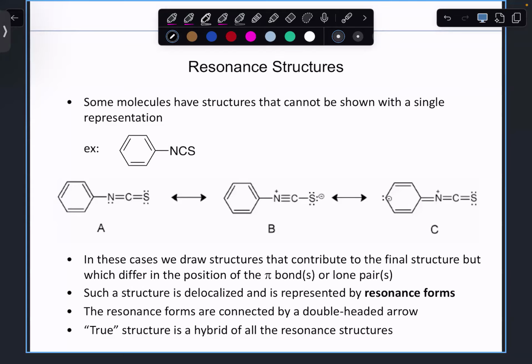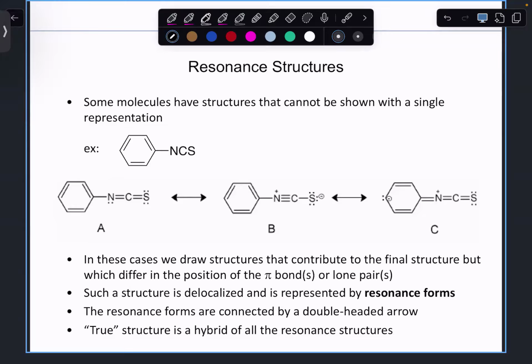Now, when going from one resonance form to the next, you cannot touch the sigma bonds. What I mean by that is I can't say, oh, I need to draw a resonance form with this, so let me just switch the carbon and the sulfur and call that a resonance form. That is not a resonance form. That would be a different connection of atoms and thus a different molecule. The only things that you can move when doing resonance are lone pair electrons and pi bonds. You can't touch the sigma bonds.